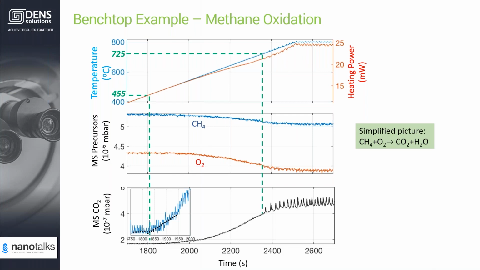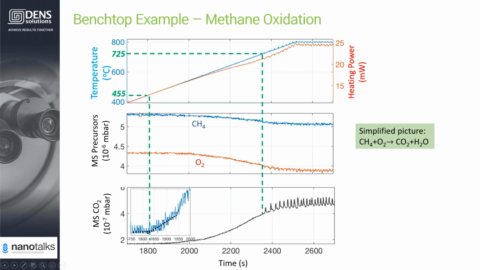So here is an example of methane oxidation. A simplified picture is methane reacting with oxygen and producing carbon dioxide and water. In this slide, here are the temperature and heating power profiles, acquired on the TEM. The bottom two figures are the gas precursors and gas products from the mass spectrometer. So you see methane and oxygen, and here is the carbon dioxide.